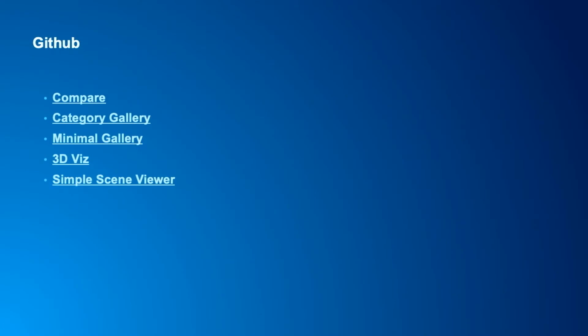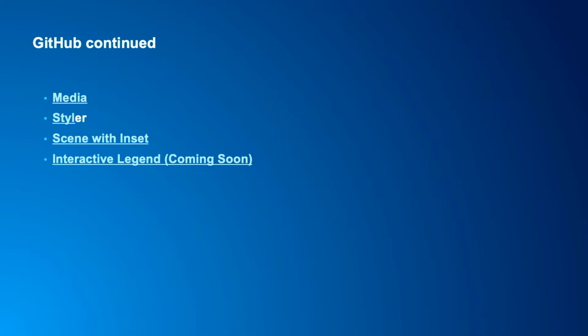And the next thing I wanted to show you is that these are all the apps that we have available in the Configurable App Gallery. They're all open source. They're all available on GitHub. We have the links to all of them here. There's one called Compare that Beth will show you that compares two maps. They can be two 3D maps, two 2D maps, one 2D map, one 3D map. Some group apps, category galleries, some 3D viewers, some general 2D maps that you can use to showcase content. And a new one that's coming soon, Interactive Legend, that we'll see later.